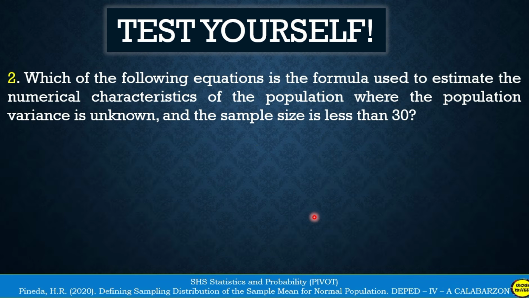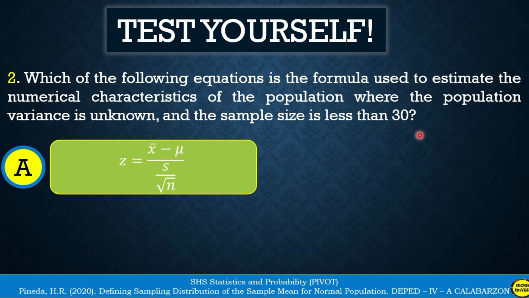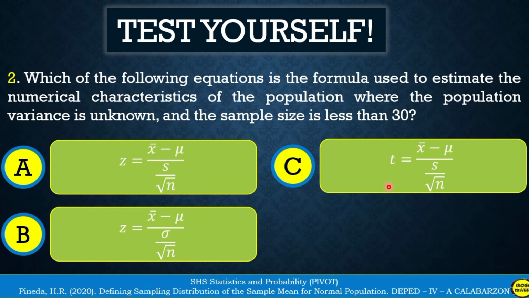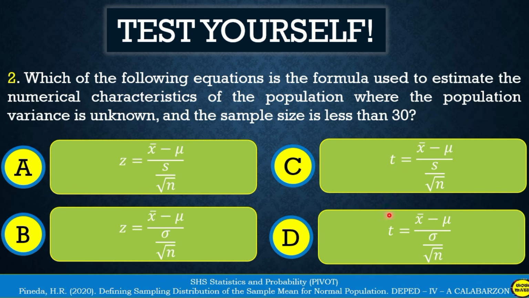Next. Question number 2. Which of the following equations is the formula used to estimate the numerical characteristic of the population where the population variance is unknown and the sample size is less than 30? Letter A, using the Z distribution formula. Letter B, using this formula. Okay, this formula rather is not Z distribution since this one is a sample standard deviation. Letter C, using this formula. Tingnan maigi yung formula. And letter D, using this formula.